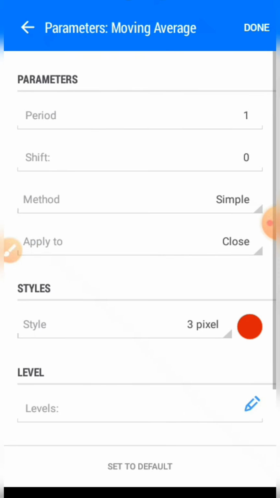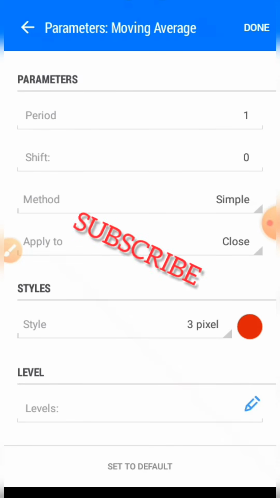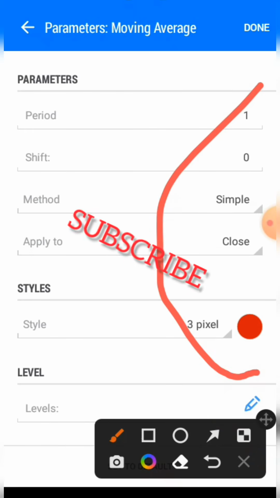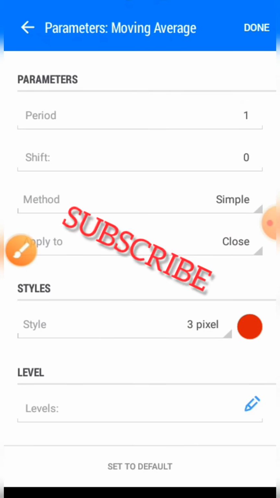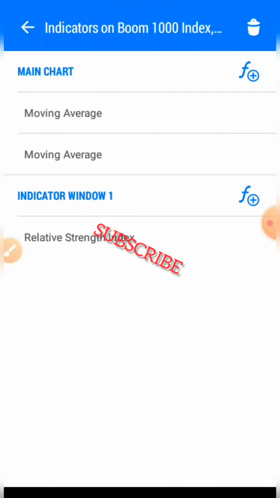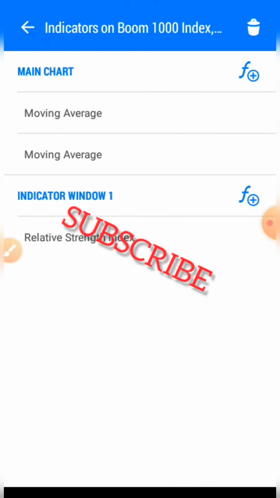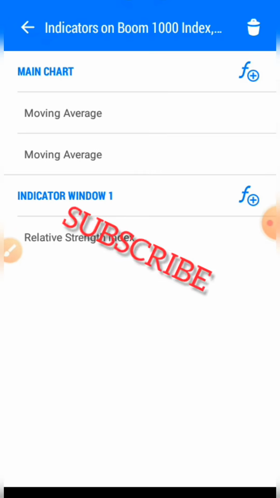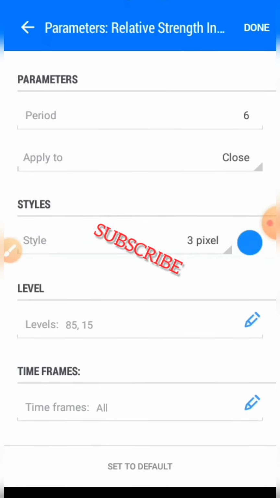Next indicator again is still the moving average. Here the moving average has a period of 1. The shift is 0. You just copy everything you see here. You can use any color of your choice, and then you click on done. Then our third indicator is the relative strength index, which is our indicator window 1. And these are the settings.